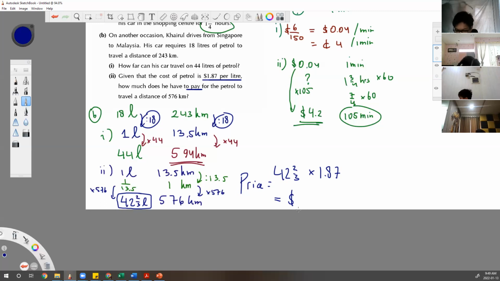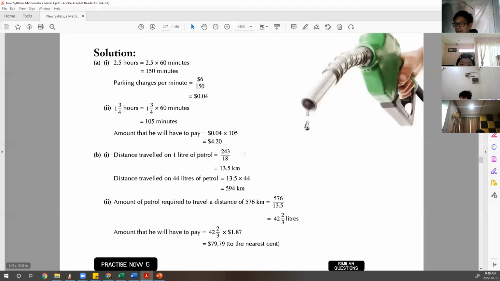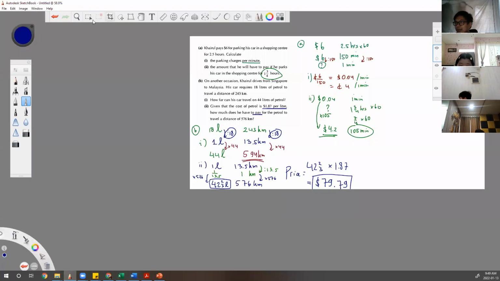Fractions, and it is too much, but okay, just use the decimal. That's like $79.79. So these work problems are quite complicated, but it's still easy. See, it's the same, but they just give you this kind of question. I think I have to explain about this. Let me know whenever you have any question for this kind of work problems.